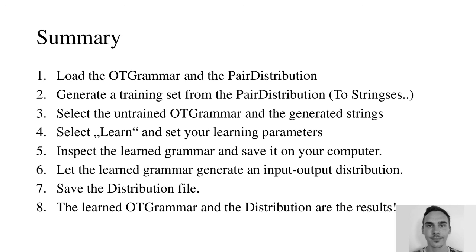Generate a training set from the PairDistribution file. Select the untrained OT grammar and the generated strings. Select Learn and set your learning parameters. Inspect the learned grammar and save it on your computer. Let the learned grammar generate an input-output distribution and save the distribution as a text file. And now, the learned OT grammar and the distribution file are the results of your analysis.